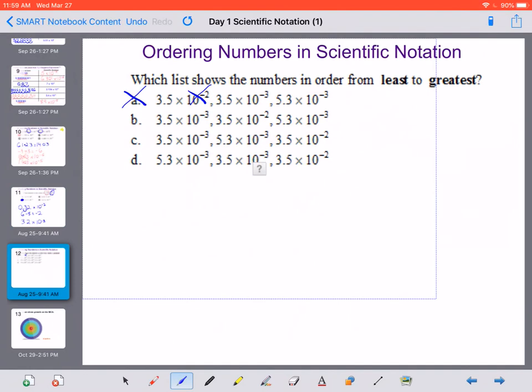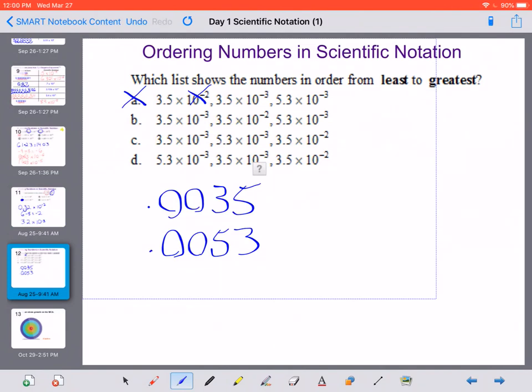Now we have 3.5 times 10 to the negative 3. That is 0.0035. 5.3 times 10 to the negative 3 is 0.0053. So as of now, I know that 0.0035 is less than 0.0053.